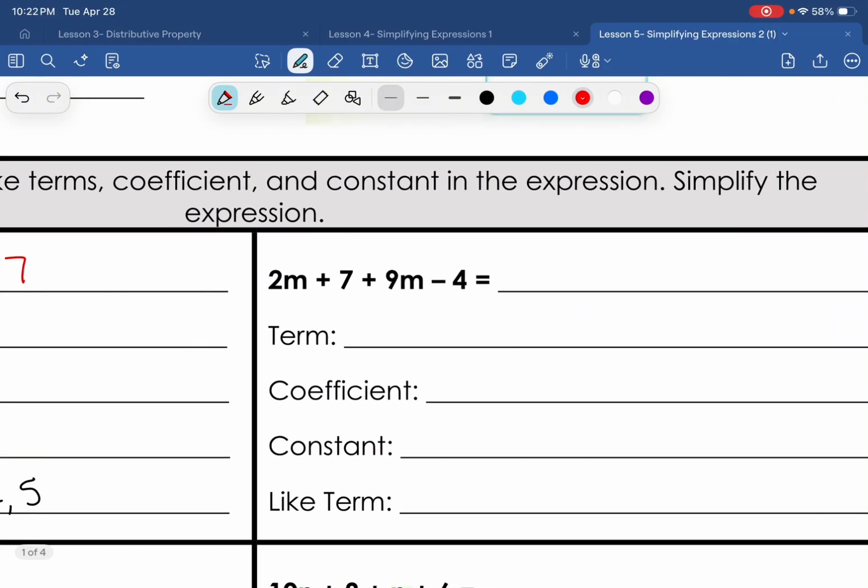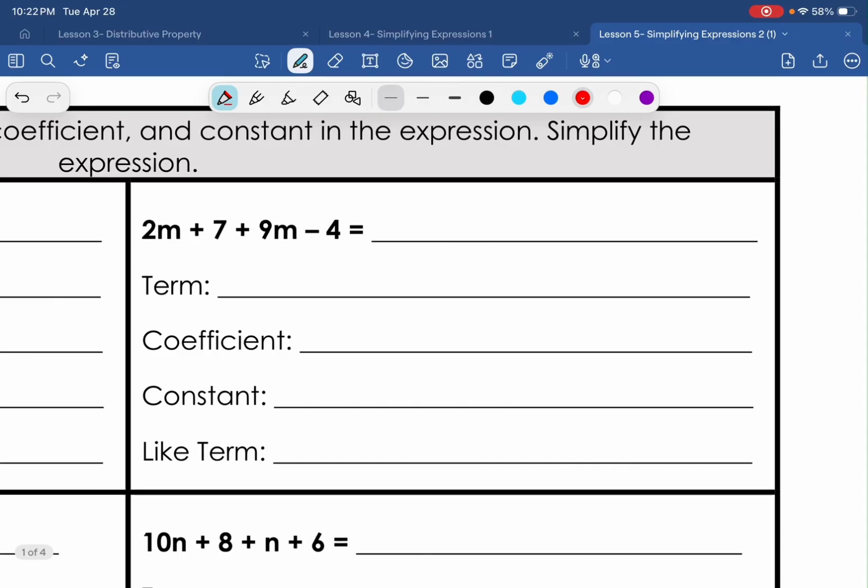All right, let's do another one. We have 2m plus 7 plus 9m minus 4. So first things first, again, we need to look for all our terms. And anything separated by addition or subtraction is a term. So we have 2m and 7 because they're separated by addition. We have 7 and 9m. They're also separated by addition. And then 9m and 4. And those are separated by subtraction.